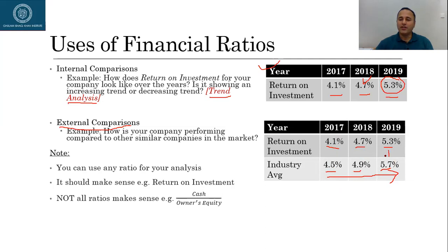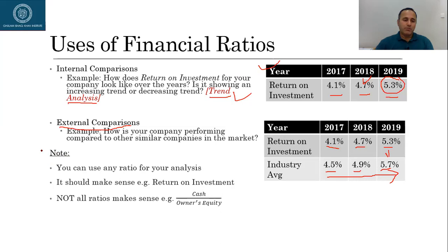So if you see here, there is 0.4 percentage points difference between the industry and your own company. So if you compare your return on investment with the industry, it's below average. So that is something that you could actually improve upon. So the message from this slide is that you can use financial ratios for internal comparisons through trend analysis, and you can also use those financial ratios for external comparisons. And external comparisons, you simply compare your ratios with industry.